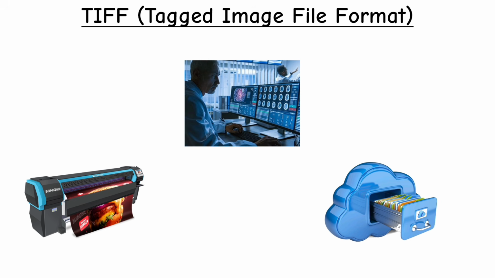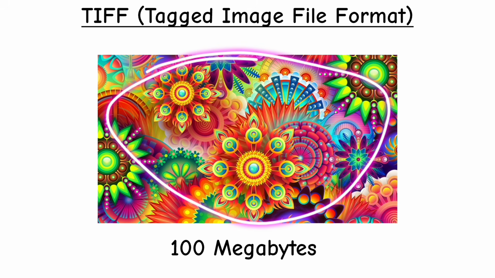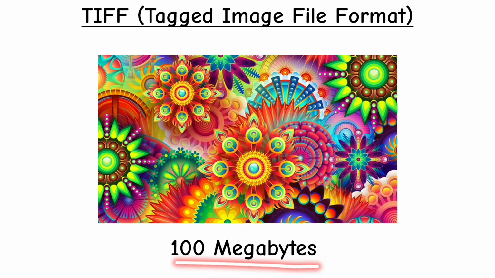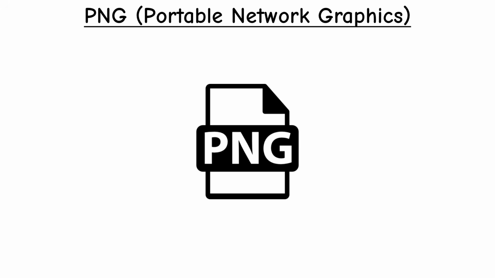That's why it's so popular in professional photography, printing, medical imaging, and digital archiving. A single TIFF file can easily grow to hundreds of megabytes, but it preserves every tiny detail. The only real drawbacks are the large file sizes and slower handling, but when quality is the top priority, TIFF remains a trusted standard. PNG, or Portable Network Graphics, came out in 1996.